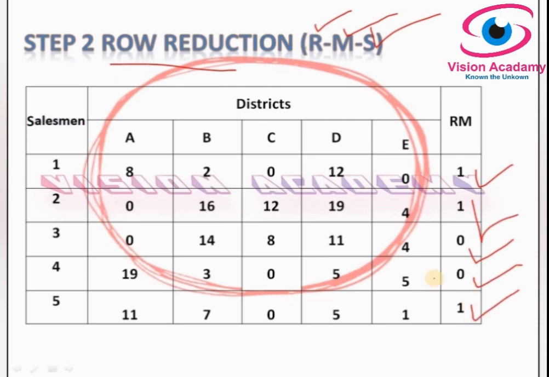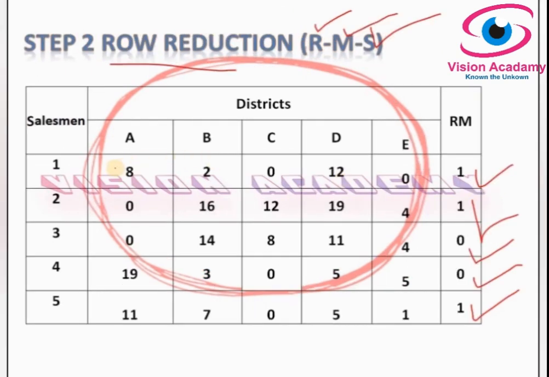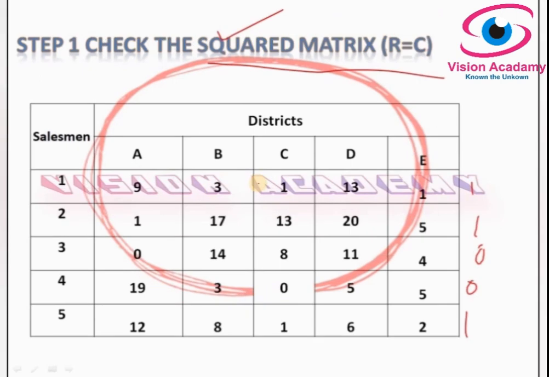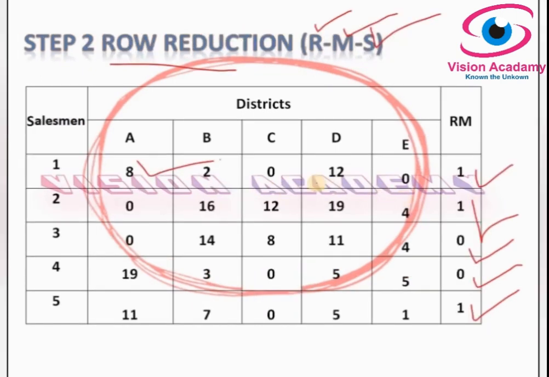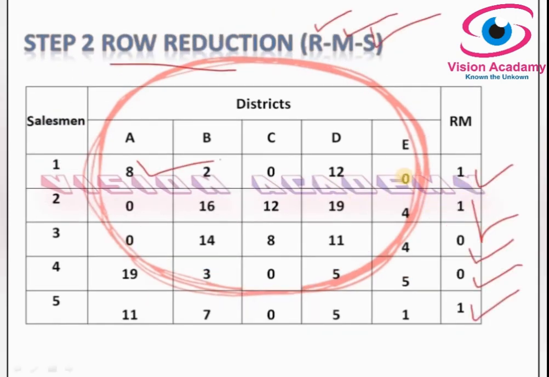This is the row minimum. From these you will subtract all other values. For example, 9 minus 1 is 8, 3 minus 1 is 2, and 1 minus 1 would be 0. 12 minus 1 would be 11. 13 minus 1 would be 12. Here it is 13, and 1 minus 1 is 0.